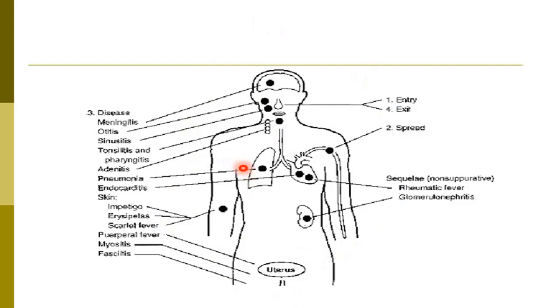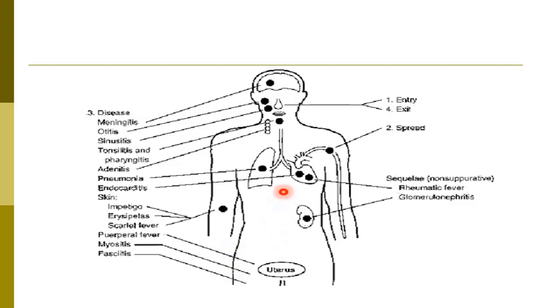On the human being, on the different body parts, we can also show meningitis in the brain caused by streptococcus; otitis media or otitis externa, ear infection; sinusitis, an inflammation of the sinus; tonsillitis and pharyngitis. Here, as we talk, the infection by Streptococcus pyogenes: adenitis, pneumonia, infection of the lung, endocarditis, inflammation of the myocardium, impetigo, erysipelas, scarlet fever, also in the skin, pustular fever, myositis, fasciitis. All of these are caused by Streptococcus species.